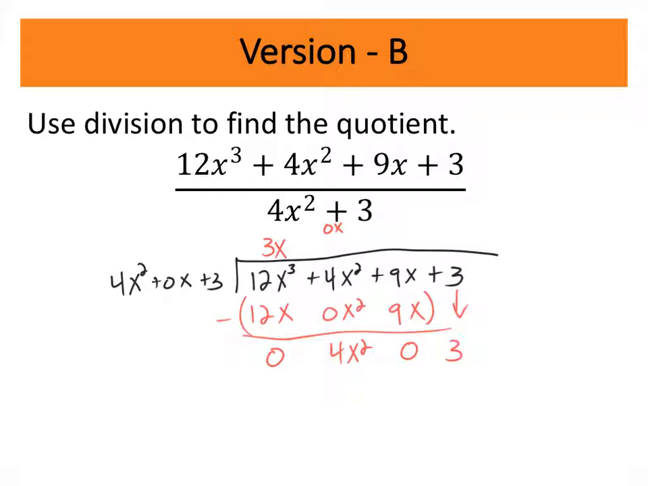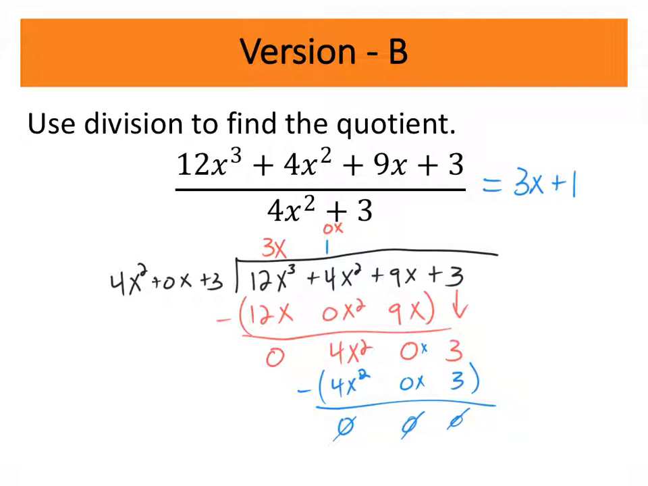1 times that stuff gives me the same thing. 1 times 4x squared, 4x squared. 1 times 0x, 0x. Oh, that should be an x there as well. 1 times 3, 3. When I subtract, everything subtracts. 0, 0, 0. And I'm left with no remainder. So the answer to this division problem is 3x plus 1. It's the same as the previous one. It's just using long division versus the reverse tabular method.